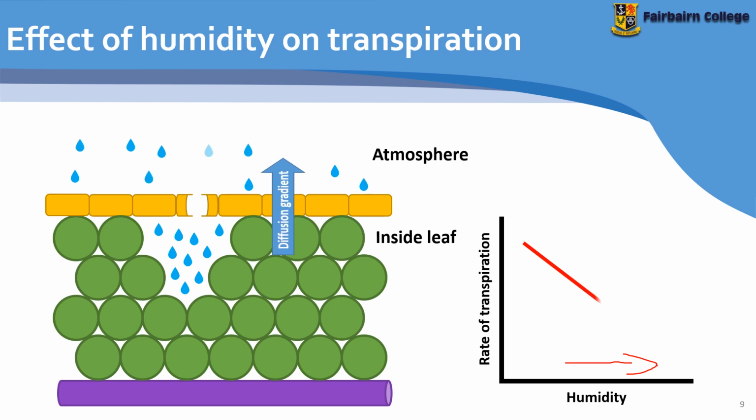And if we continue, you'll see that it just continues down a straight line. So as the water droplets in the air increase, the rate of transpiration decreases. So you're left with a graph showing that as humidity increases, the rate of transpiration decreases linearly. Okay, meaning it's a straight line. Okay, and that is it for humidity. Let's go to the next one.